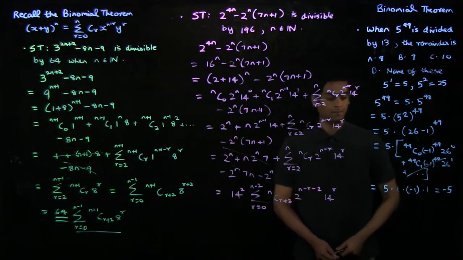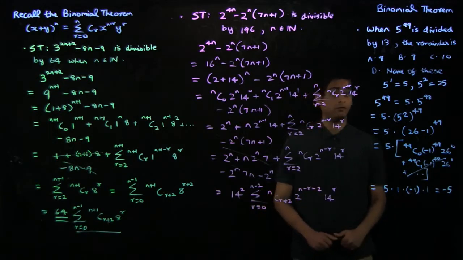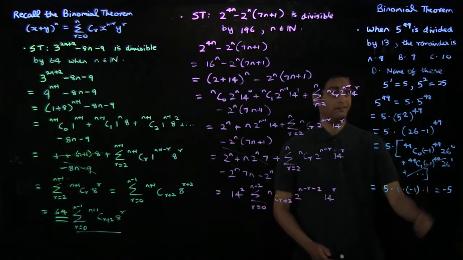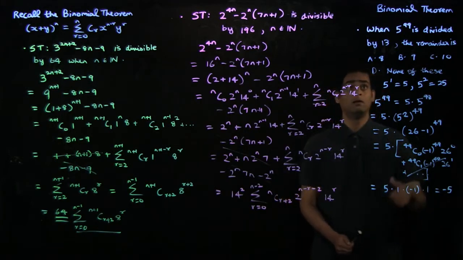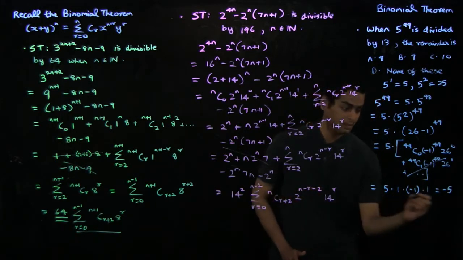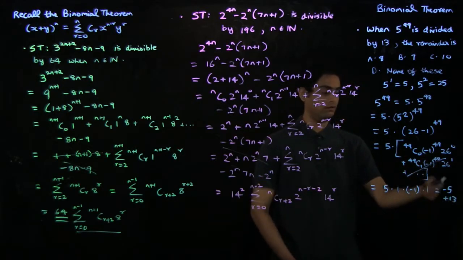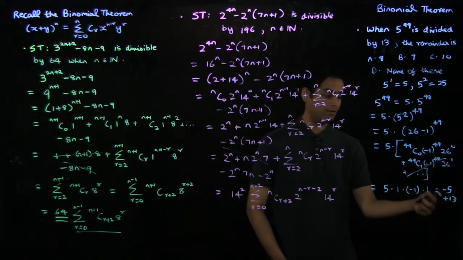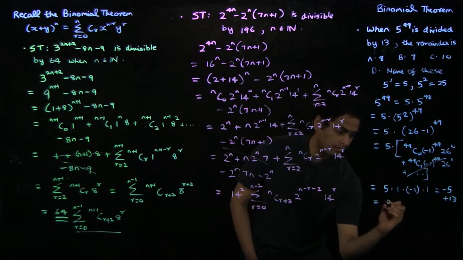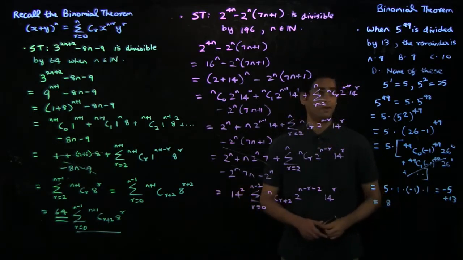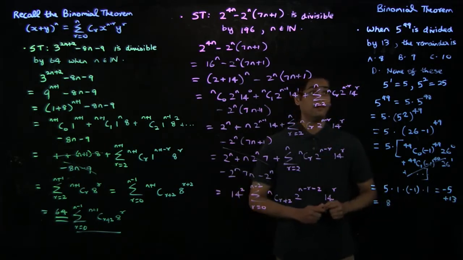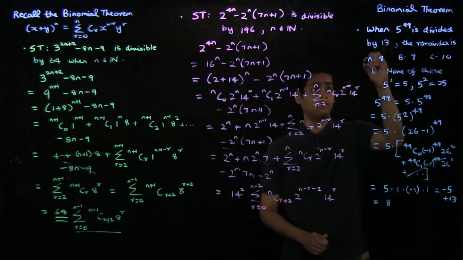So the remainder when 5 power 99 is divided by 13 is minus 5. For those of you who aren't used to this kind of notation, it might seem a little strange that you get a negative remainder, but to get a positive remainder, you just add a multiple of 13. Since we've ignored so many multiples of 13, you get a negative number, but if you add a multiple of 13, you get 8. So the remainder when 5 power 99 is divided by 13 is 8.